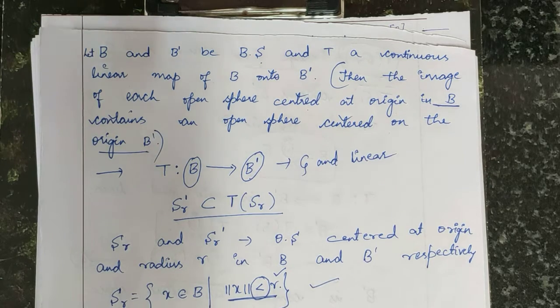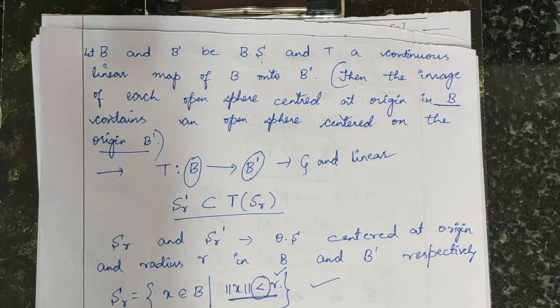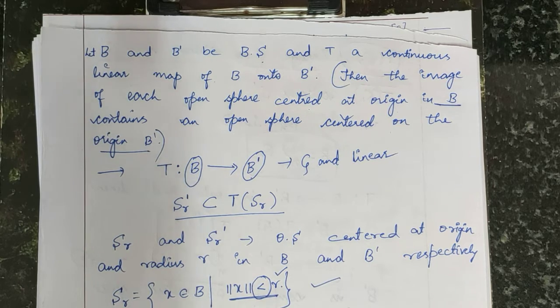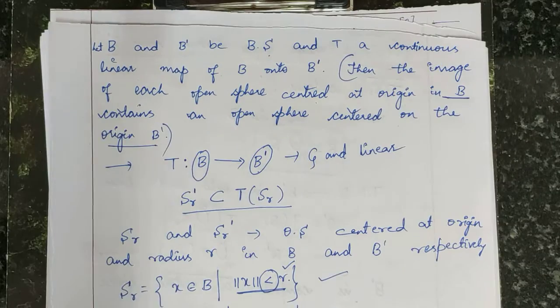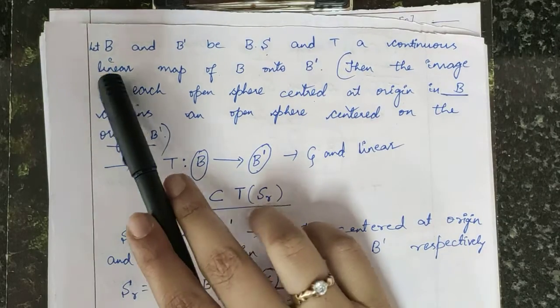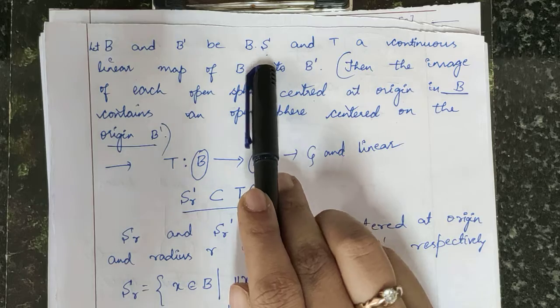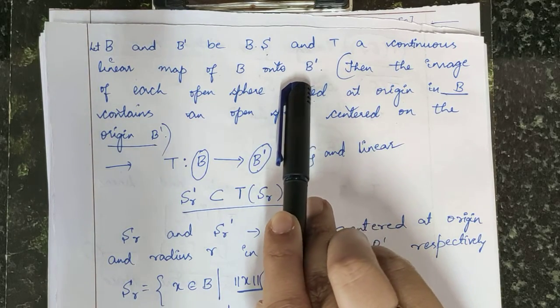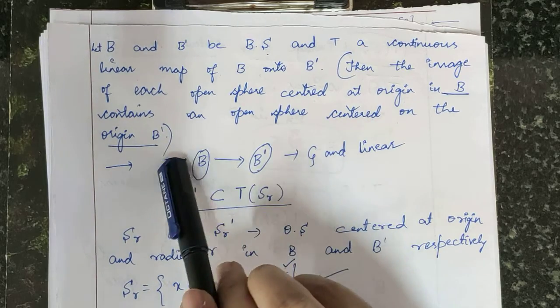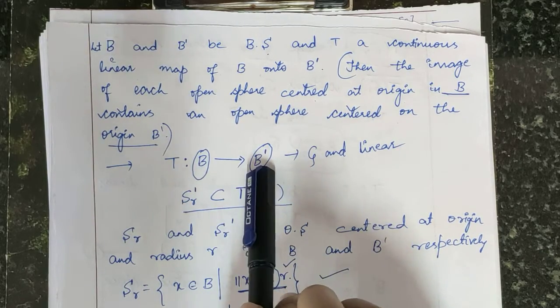Hello dear students, in the previous session we were discussing a lemma which we need to prove in order to prove the open mapping theorem. The lemma statement says: let B and B prime be Banach spaces and T a continuous linear map of B onto B prime. That is, they have given a continuous linear mapping from B to B prime.